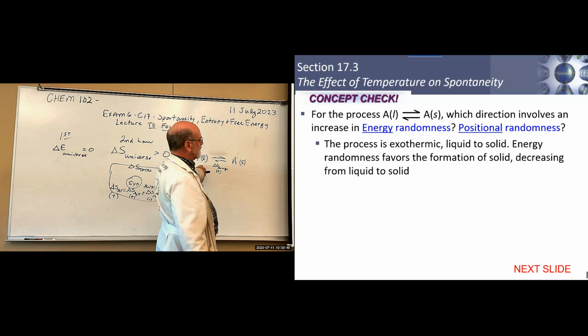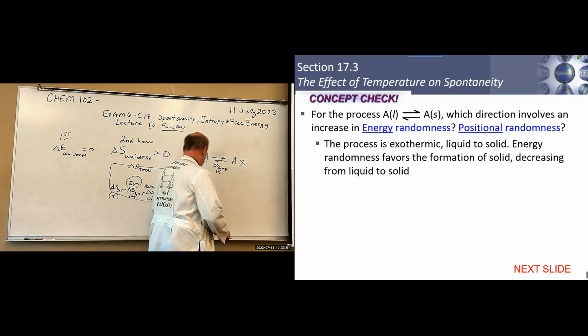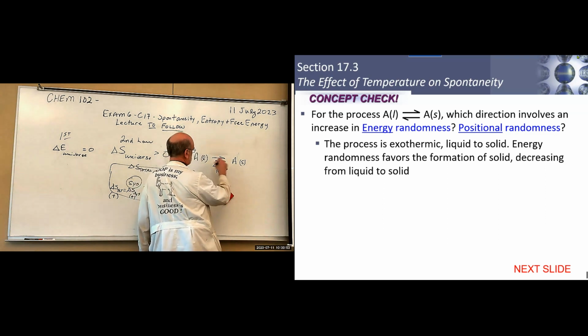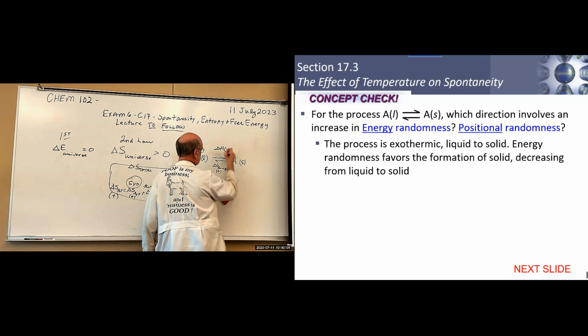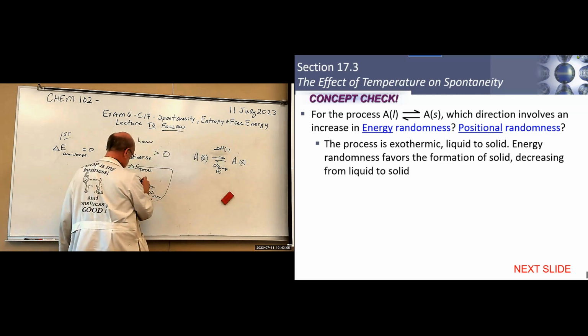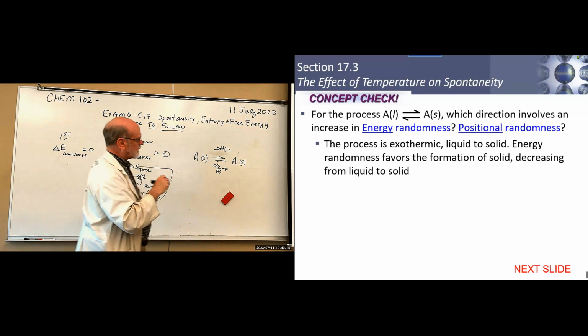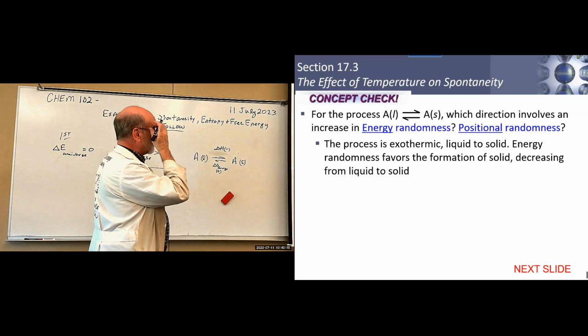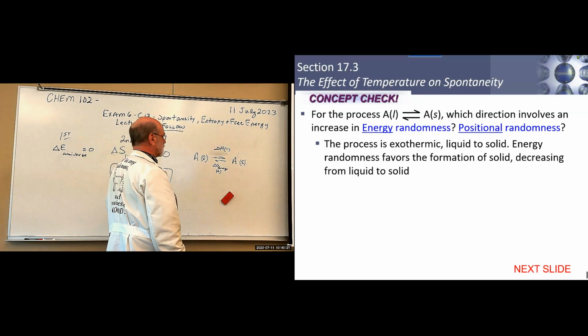Liquid to solid would be exothermic. If delta H is going that direction, it would be negative. That means heat would flow out of the system. Energy randomness favors formation of the solid, decreasing from liquid to solid.